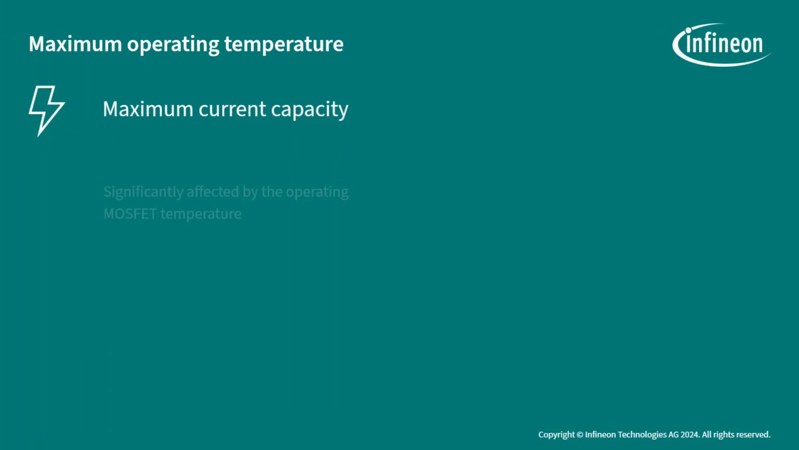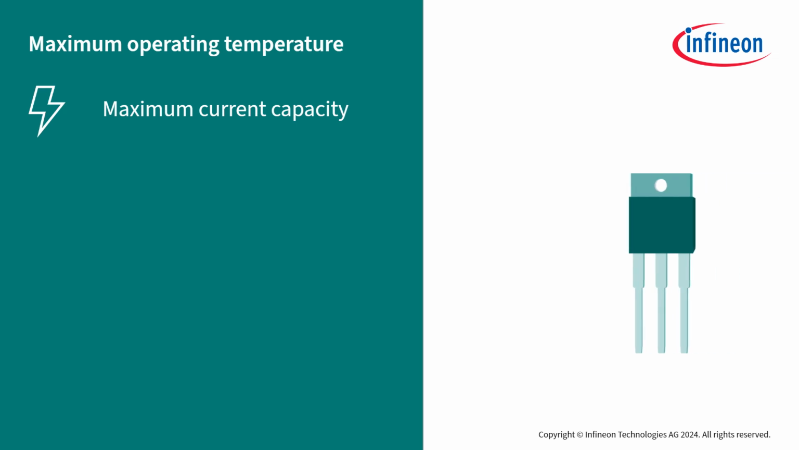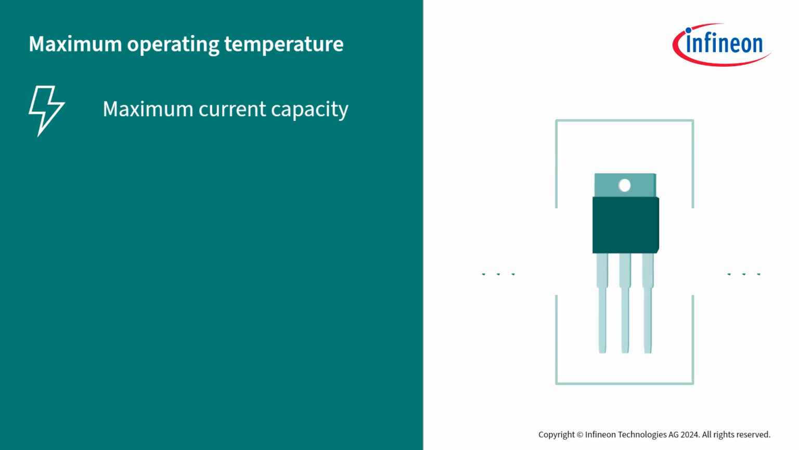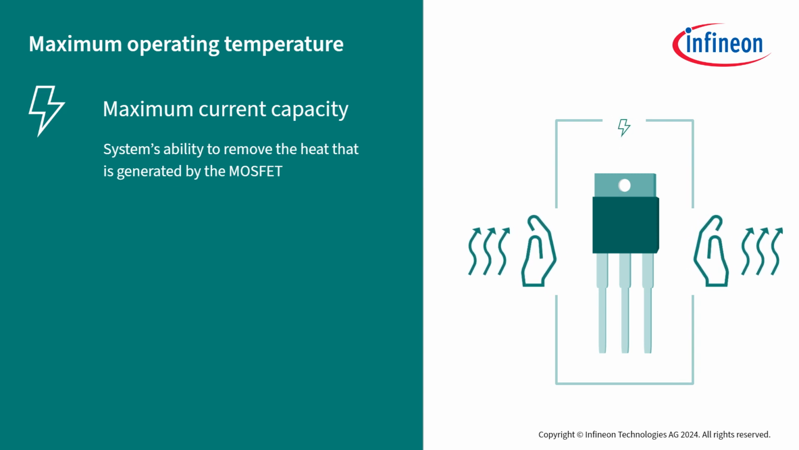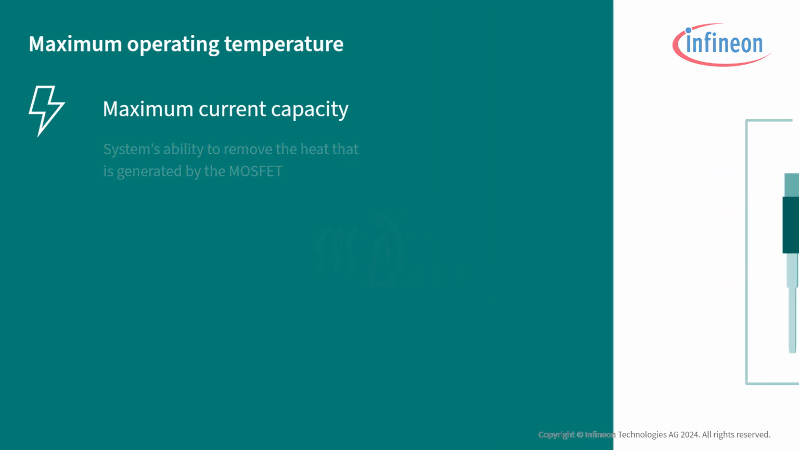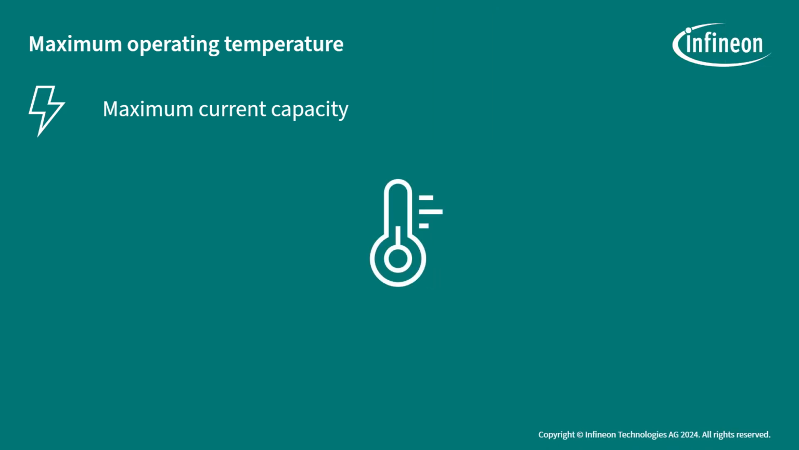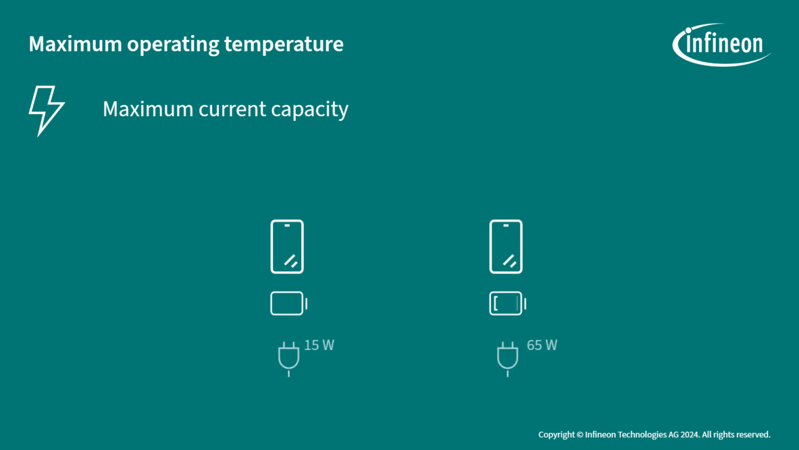Another parameter that is significantly affected by the operating MOSFET temperature is its maximum current capability. The MOSFET's maximum current capability is a function of its efficiency and the system's ability to remove the heat that is generated by the MOSFET when it is conducting and switching this current. This means that if you operate the MOSFET at lower temperatures, you can increase the current it can drive. This current capability is directly related to the product's power output. For instance, a cell phone charger with a higher current specification can deliver higher power, thus charging your cell phone faster.